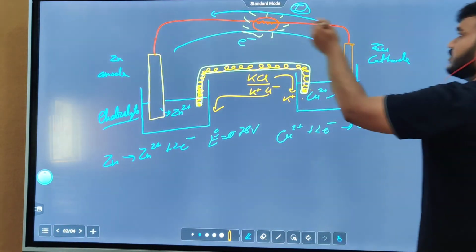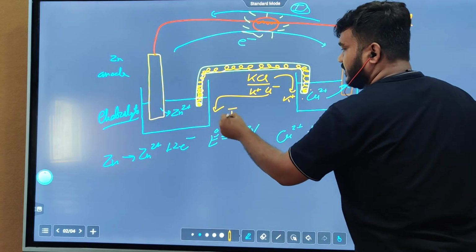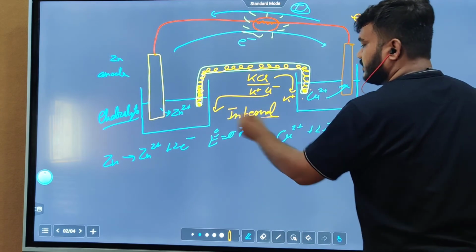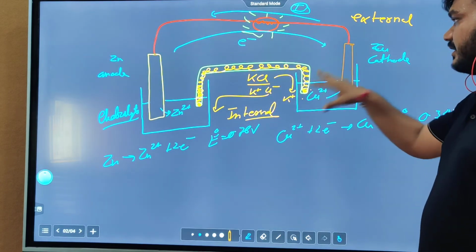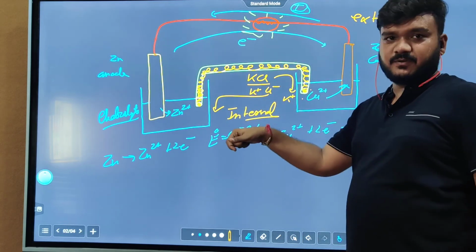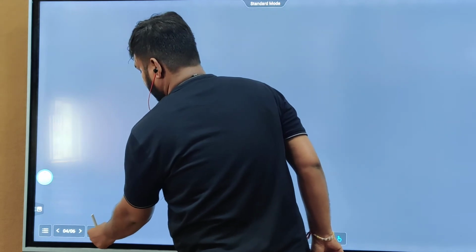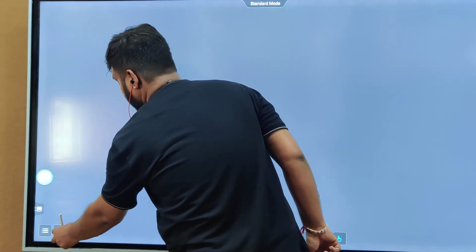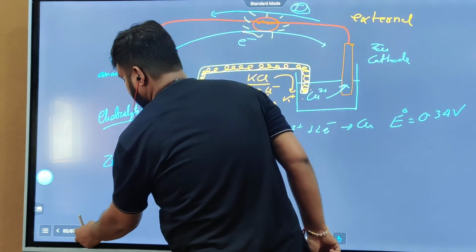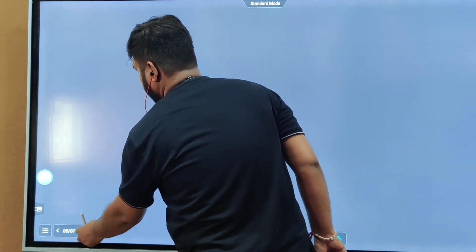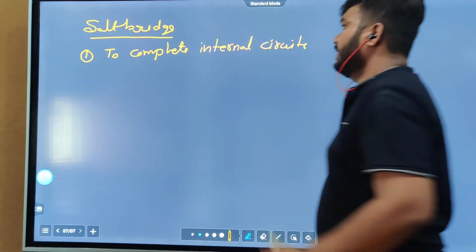See, this wire is called the external circuit. This internal part is called the internal circuit. Understand why it is called the internal circuit? So who completes the internal circuit? The salt bridge. In the salt bridge, ions flow, while in the external circuit, current flows, that is, electrons. So, the first point is to complete the internal circuit.